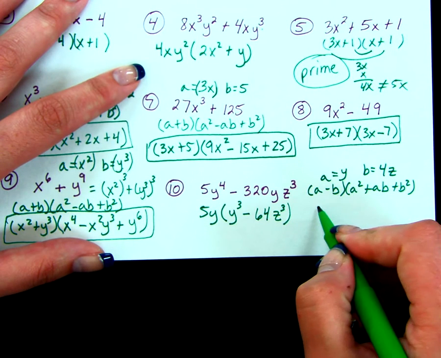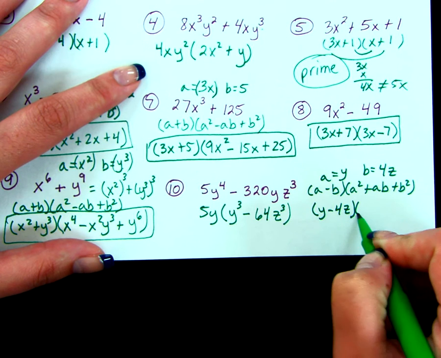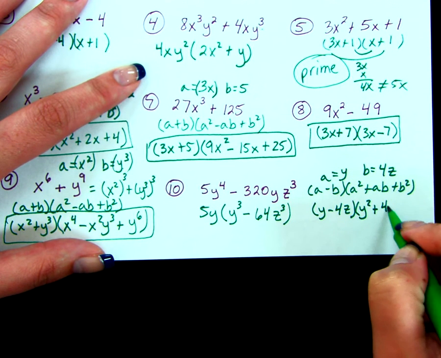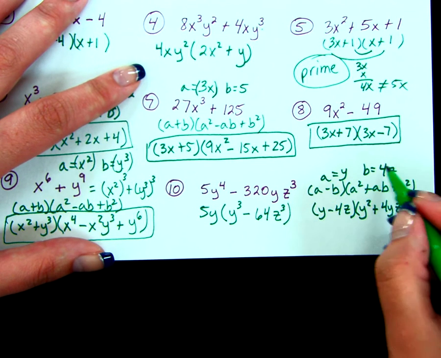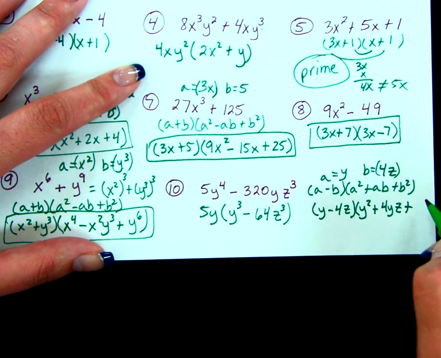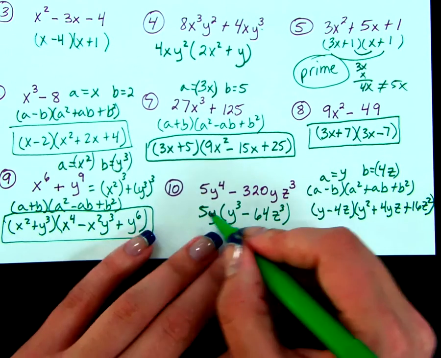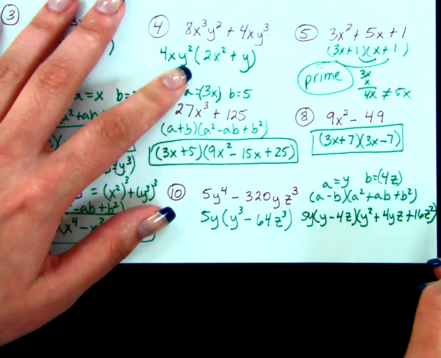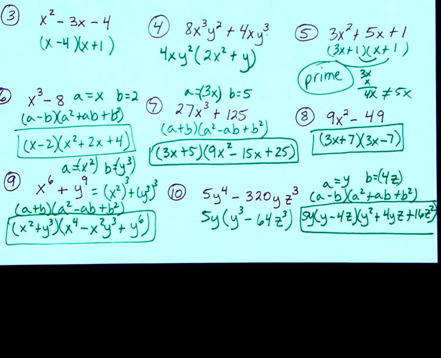So this will be y minus 4z times y squared plus 4yz, if we multiply those together, plus, and again, we're squaring this whole term, so 4 squared is 16, and then we will have z squared. And then the 5y is just going to sit in front. So this whole thing is our final factored answer.